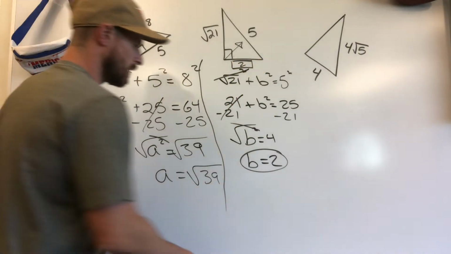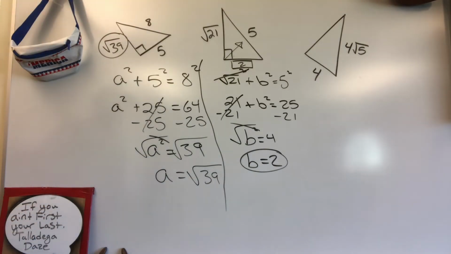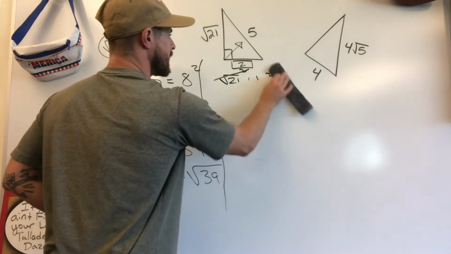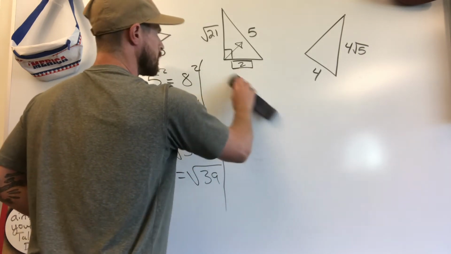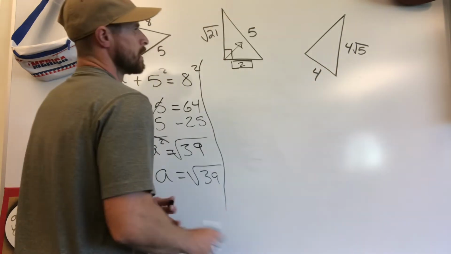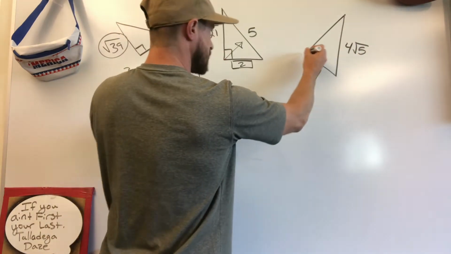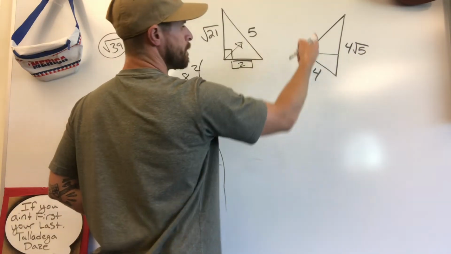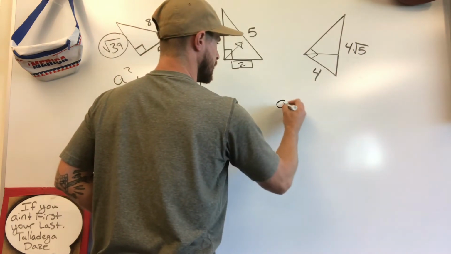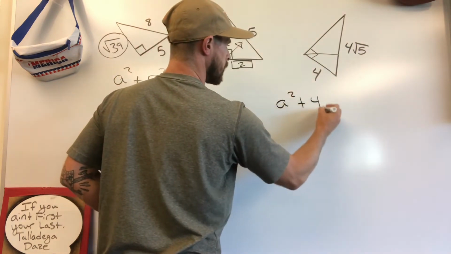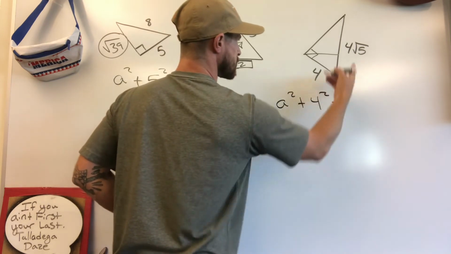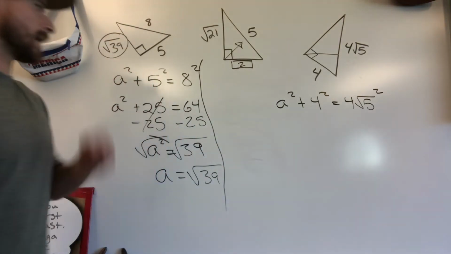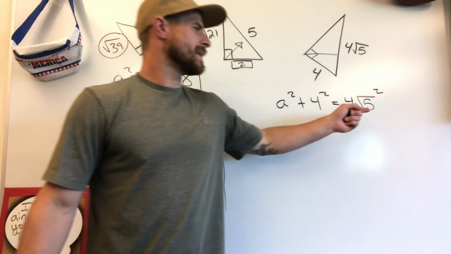And for our last and final, let's kind of clear the board, give ourselves some space so that we can go over that. And we're going to be dealing with a hypotenuse now, written out as a radical. So I know that that's the hypotenuse because it is opposite of the right angle. So we're going to be saying unknown, a squared plus b squared, which is 4. So a squared is my unknown, plus 4 squared, which is this leg, equals my hypotenuse of 4 square root of 5 squared. Okay? So what's going to happen here?